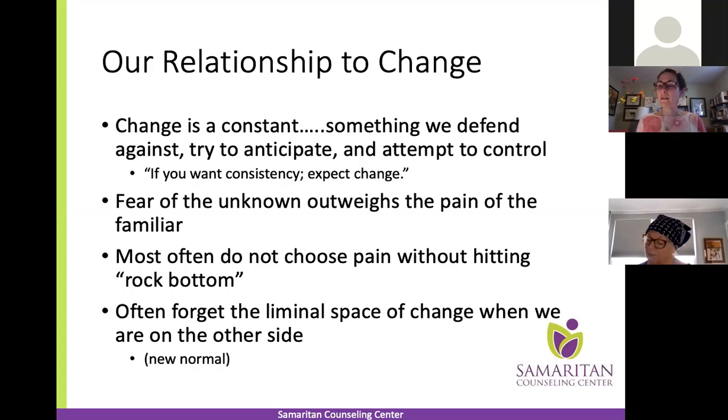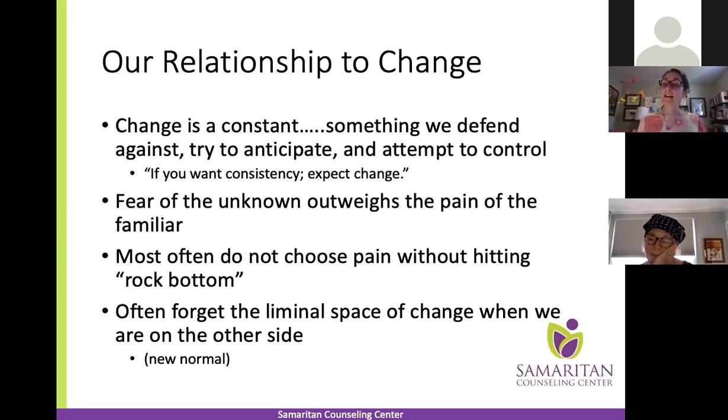Oftentimes, I meet with people in my office who are there because whatever it is in their world that they have been tolerating has fallen apart. And now they are ready to make a change. Once they've walked the walk through that process, sometimes we look back on that change and we think, how brave we were, or how wonderful it was that we made this change. But I think it's really important to be honest with ourselves that most change happens because we can't stop it. Sometimes things just have to get so bad that change is the only option.